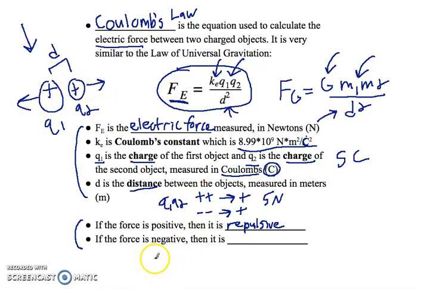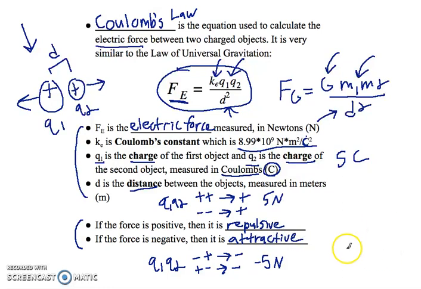In the other situation, when you're multiplying q1 and q2, if you had a negative and a positive, or a positive and a negative, you'd get a negative force out in either case. You might get something like negative 5 newtons. If that comes out negative, then you're going to have an attractive force.